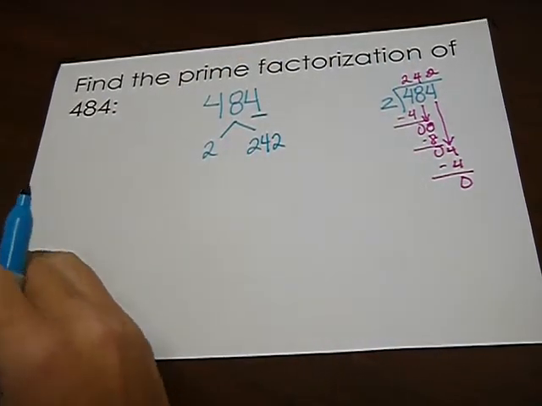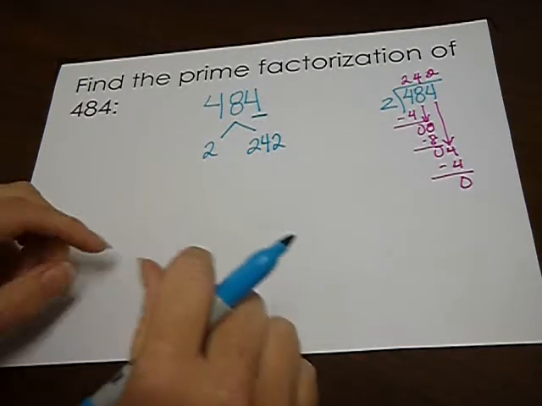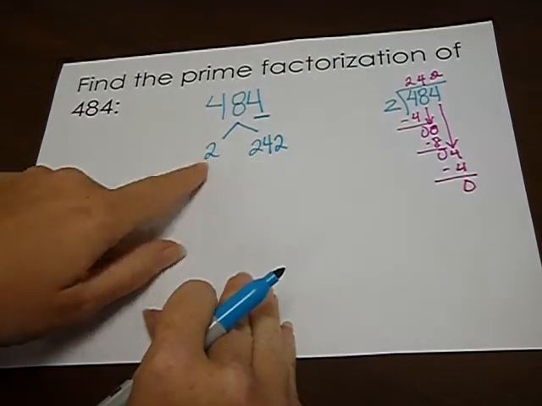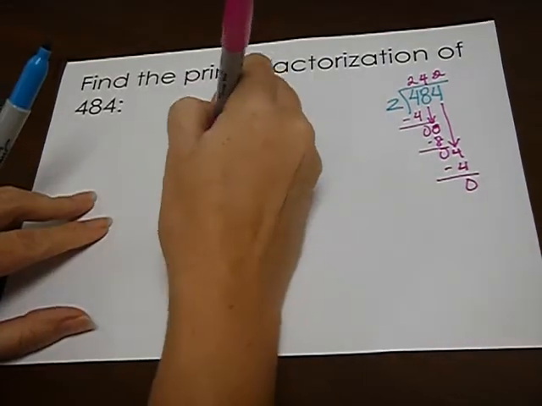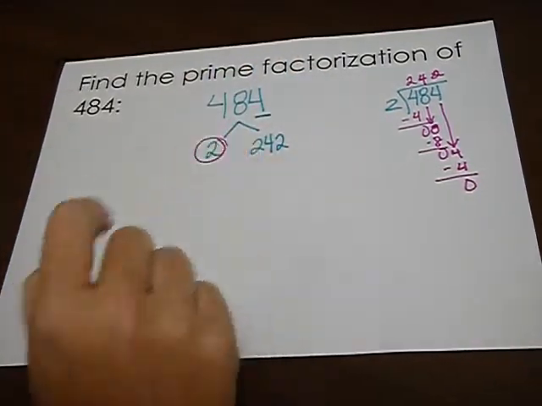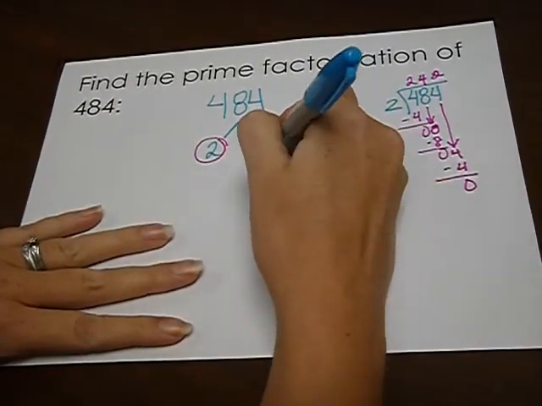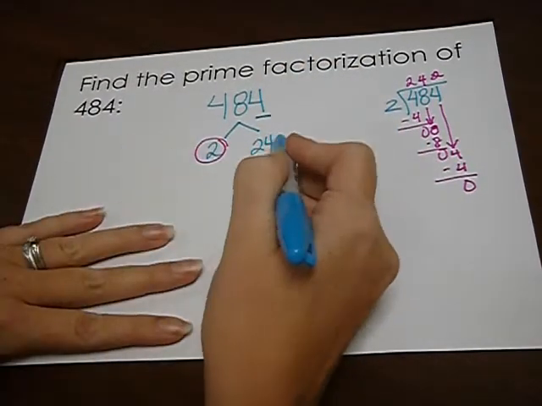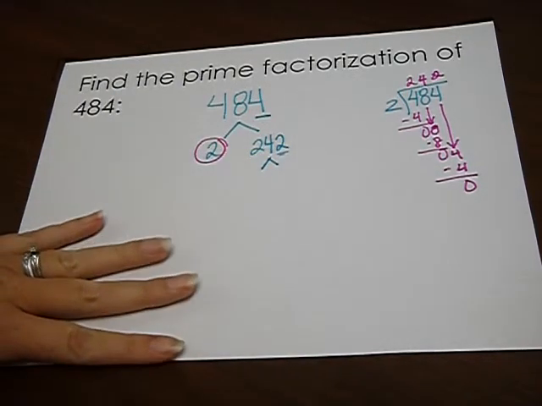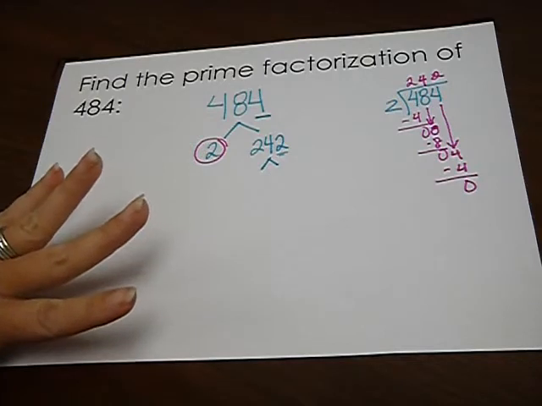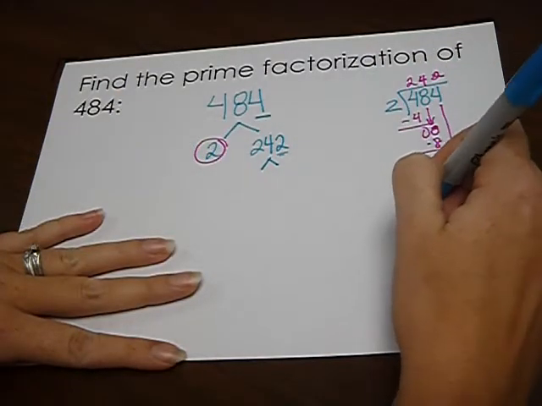Now when I'm doing a prime factorization, I'm trying to break the numbers down into their prime factors. So I have to check each one. 2 is a prime factor, so I'm going to circle it. 242 is not a prime factor, so I need to break it down again. And once again I can see it ends in 2, which means I can divide by 2. If it didn't end in 2, I might try a different number like dividing by 3. So I'm going to try that.